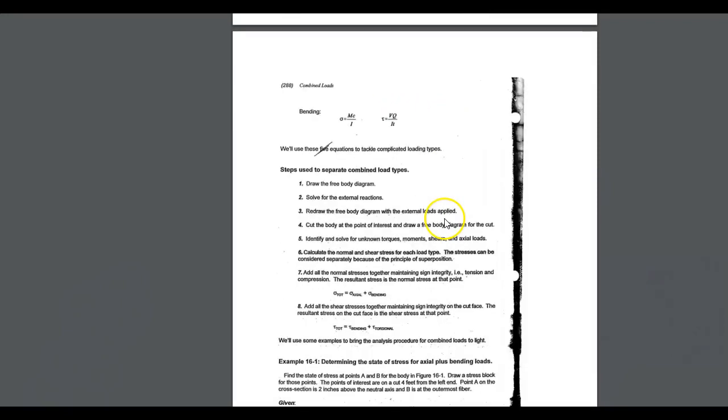So that's why we need to do a free body diagram. We need to solve for the external reactions. We need to get the reaction at A, the reaction at B, whatever our end points, our supports are. And then we need to redraw the free body diagram with the external loads applied.